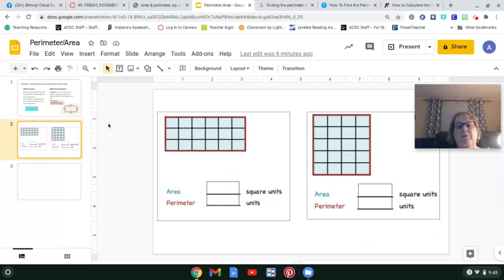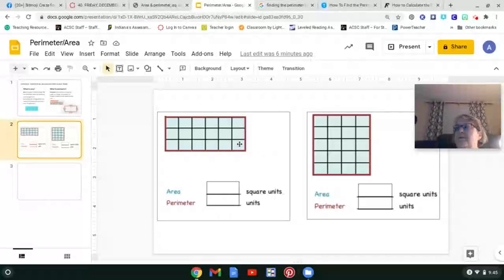Now, I'm going to do a couple with you. On these, they want us to find the area and the perimeter. And unfortunately, I don't have a way to write on these, but we're going to do it and do just fine. So the first one is area, and they have the square units. Area is covering the whole space, like with carpet squares. So we're going to count 1, 2, 3, 4, 5, 6, 7, 8, 9, 10, 11, 12, 13, 14, 15, 16, 17, 18.